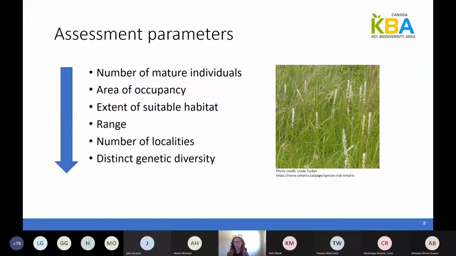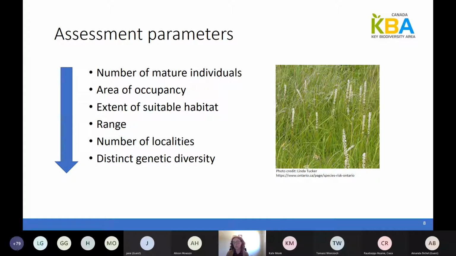For both A and B criteria, we have 6 different assessment parameters we can use. So I mentioned that the sites have to hold a certain amount of the population, but in some cases we don't know the population on a site or at a global or a national scale. And this could be due to just the difficulty of sampling that particular species or a species that is in a very remote area that we can't sample.